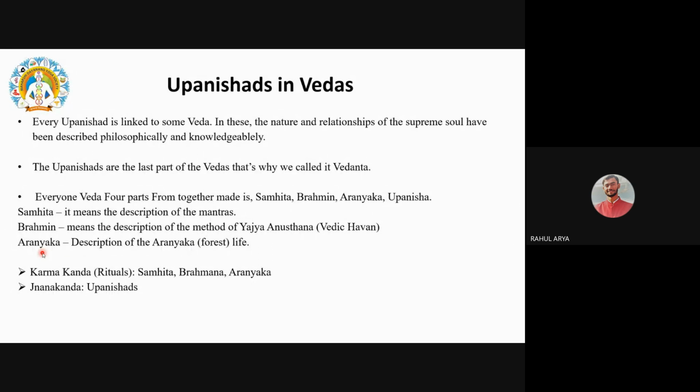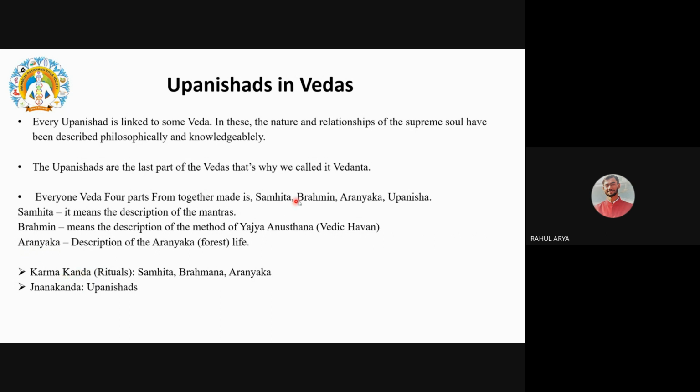After the Aranyak, the fourth ashram is the sannyas, fully detached. Here in Aranyak, the person is practicing detachment. That's why he spends a few days in the ashram, then comes back home, again goes to the ashram, and again comes back. He is practicing detaching from the family. But in the sannyas ashram, he is fully detached, fully devoted to society. Okay, that is the sannyas ashram.